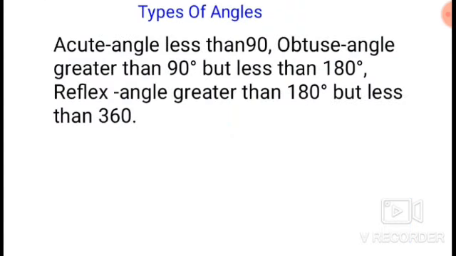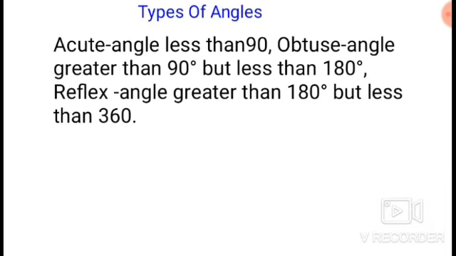Types of angles. Acute angle. When we talk of an acute angle, it's an angle that is less than 90 degrees. Now, what are those angles that are called acute angles? Like angle 80 degrees, 70 degrees, 60 degrees, 40 degrees, 20 degrees, 10 degrees, even 1 degree. They are known as acute angles.